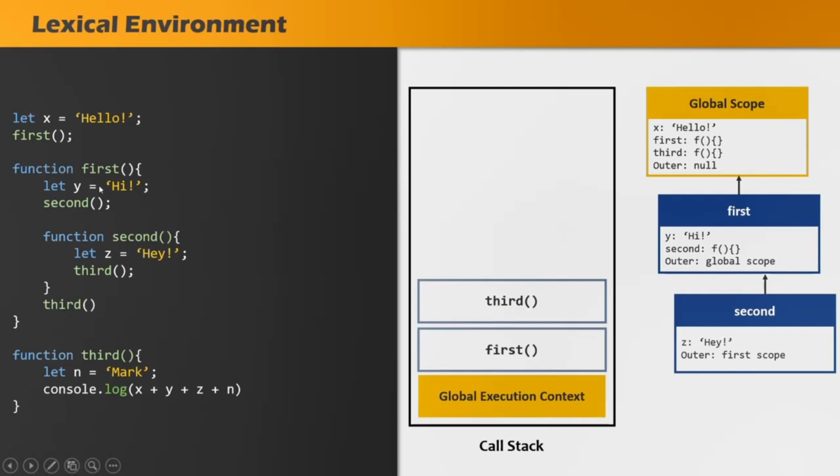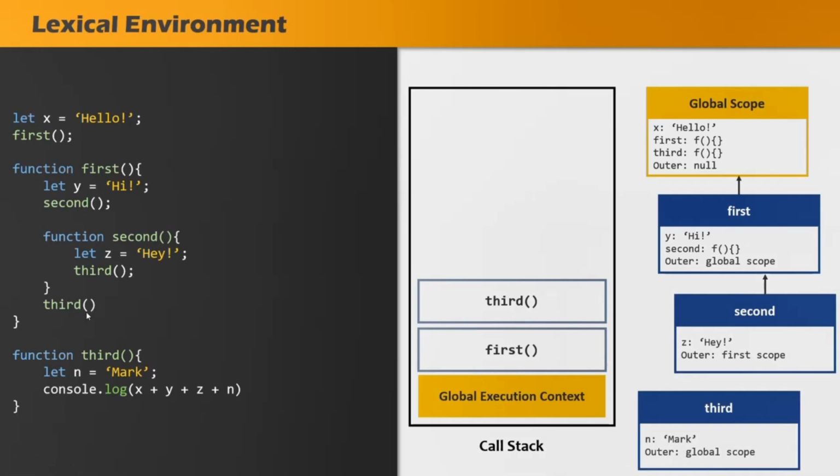Now, from within this first function, we are also calling this third function. So a scope for that third function will be created. And in that third function, we are storing this variable n. So that is there in that scope. And then inside this, we don't have any other variable or function. So the scope of this third function is going to store that variable n. And it is also going to store a reference to its parent scope. And what is the parent scope for this third function? It is the global scope. So it is going to store a reference to that global scope.